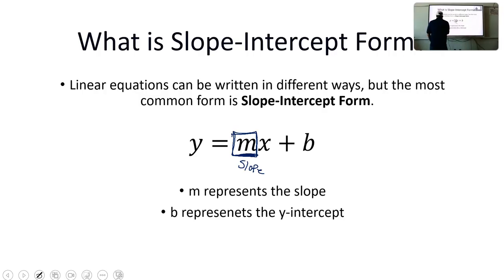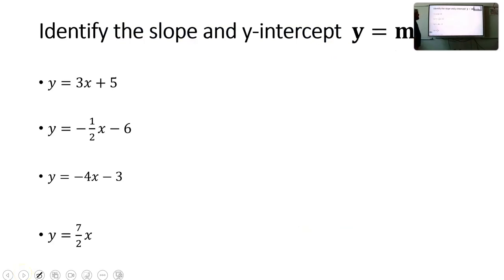Okay, and then next, they give us another letter, b. B is always going to be the y-intercept. So whatever is at the end, it's a constant. A constant is a number that's all by itself and doesn't have a variable next to it. That will always tell you where you cross the y-axis, every time. So let's take a look at a couple examples.